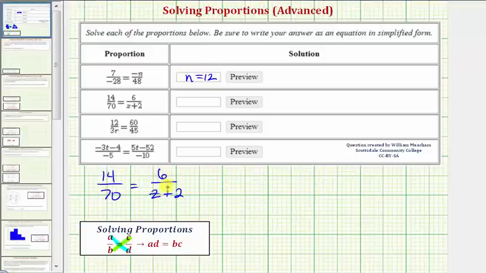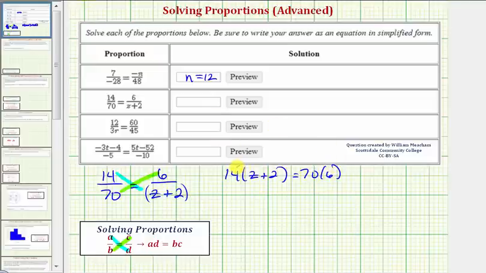Looking at the next proportion, notice how we have the quantity z plus 2 here in the denominator. Let's go ahead and put that in parentheses. And now we'll cross multiply. And let's find this product first. We have 14 times the quantity z plus 2 must equal 70 times 6. Again, 14 times the quantity z plus 2 must equal 70 times 6.